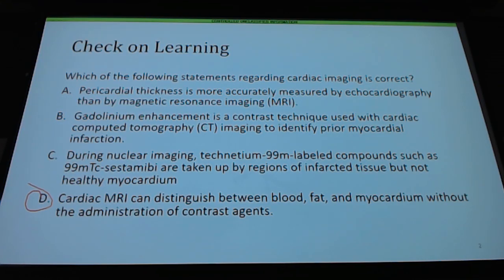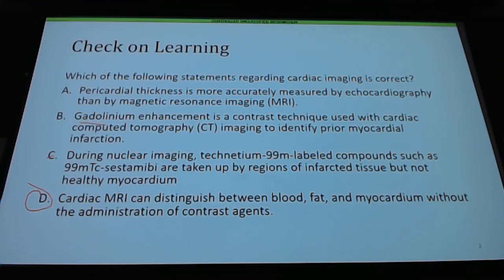C is wrong because during nuclear imaging, technetium-99 labeled compounds such as sestamibi are taken up by regions of healthy myocardium, not infarcted tissue. It's the opposite. So you have to have that perfusion intact to get that radionuclide into the tissue. So you have to have healthy tissue, or at least tissue that's getting some perfusion, for that to get picked up. So that's why that one is wrong.